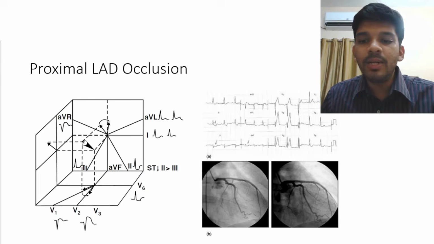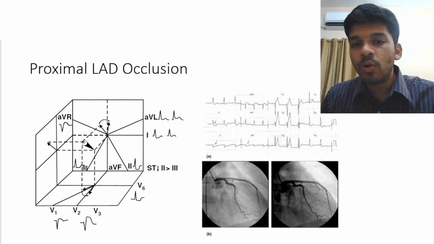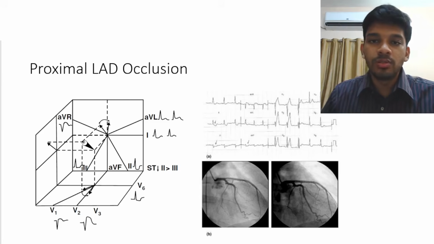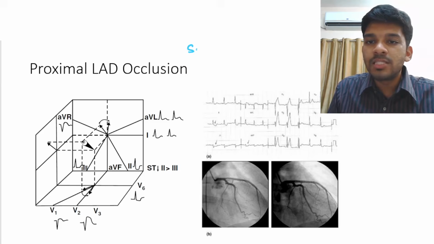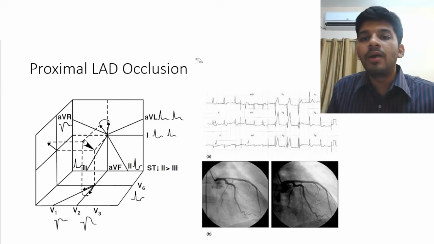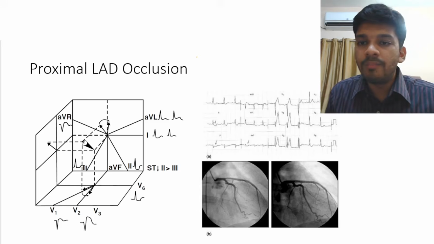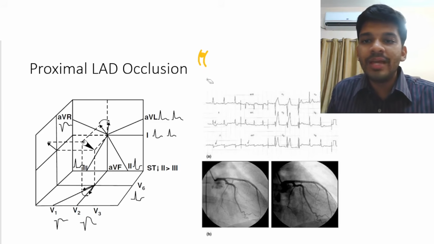Now we shall go individually into each of these. We'll look at the injury vectors and the corresponding ECG changes. So if you look at the proximal LAD occlusion, obviously it implies that the occlusion is proximal to the S1 and the D1. It is proximal to both of these branches, so both septals and diagonals are involved. The proximal part of the LAD, proximal to the first septal branch, is involved. So where is the injury vector?